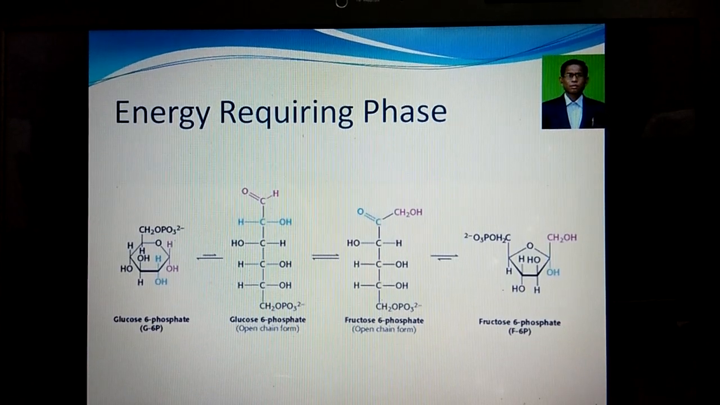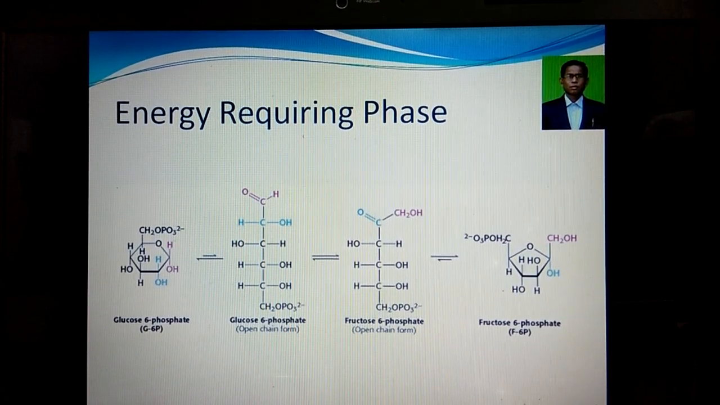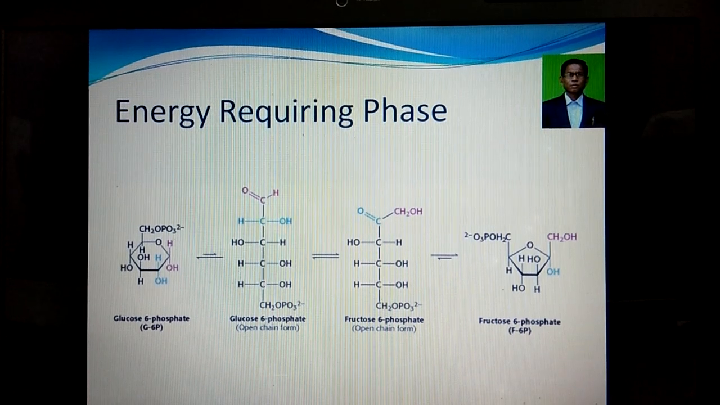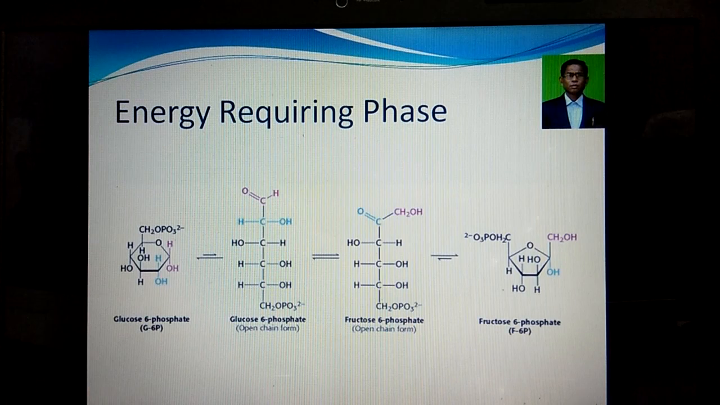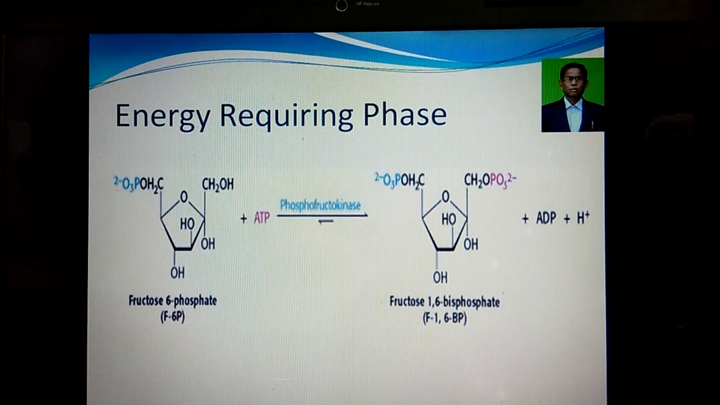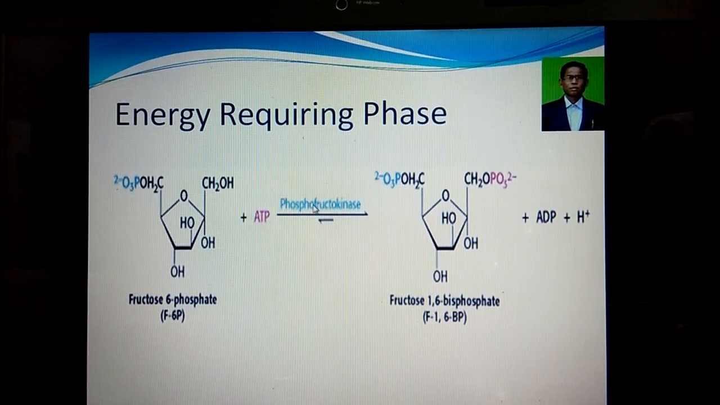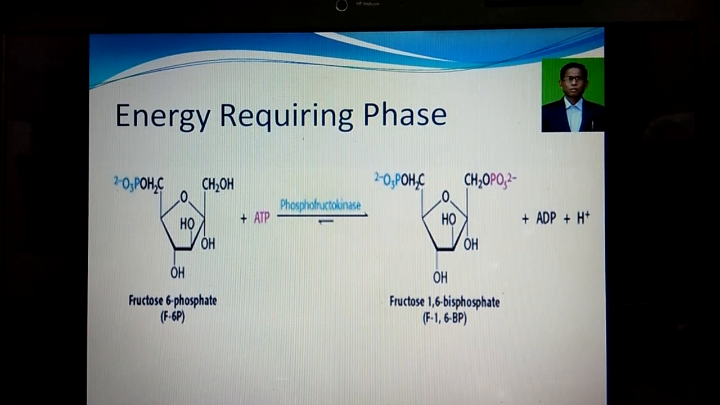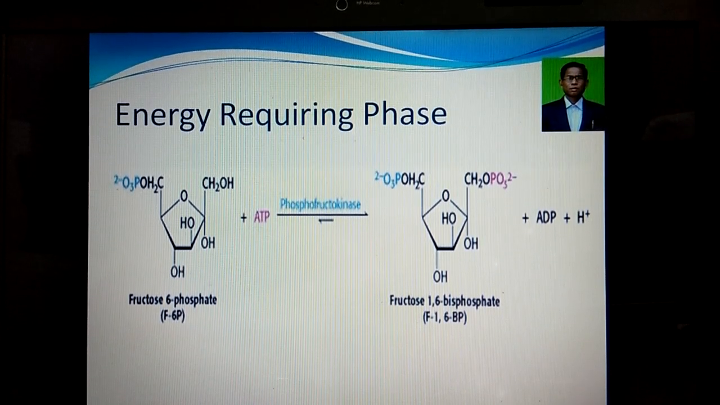In the second step, glucose 6-phosphate is converted into its isomer fructose 6-phosphate by the enzyme phosphohexose isomerase. In the third step, fructose 6-phosphate is phosphorylated to fructose 1,6-bisphosphate. This step is catalyzed by the enzyme phosphofructokinase, which can be regulated to speed up or slow down the glycolytic pathway. It is an irreversible reaction in most tissues excepting liver and kidney.